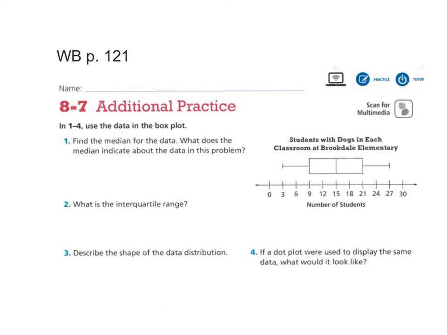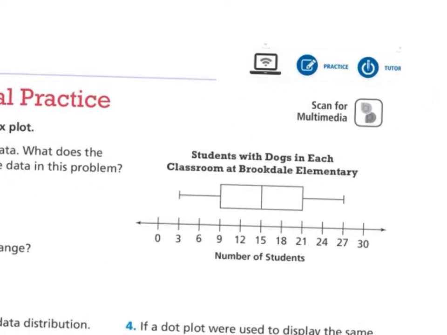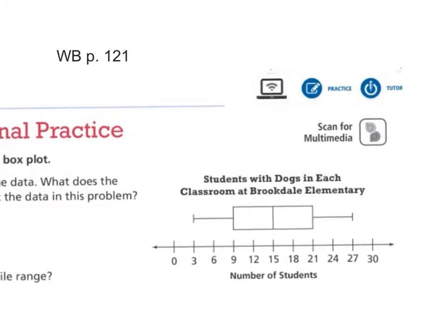We look at workbook page 121, finishing talking about summarizing data distributions. So the first question, they want us to find the median for the data, and what does the median indicate about the data in this problem. So if we look at the box plot here, the median here would be 15.